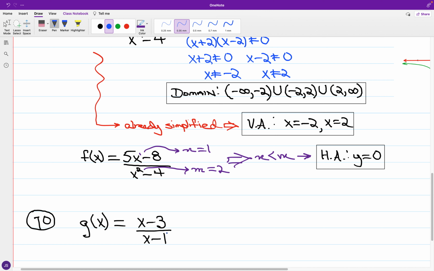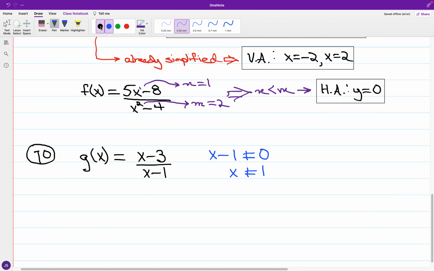And to keep g of x defined, there is only one restriction, and this time we have the denominator x minus 1, which cannot be 0. And so if x minus 1 cannot be 0, we have that x cannot be equal to 1.